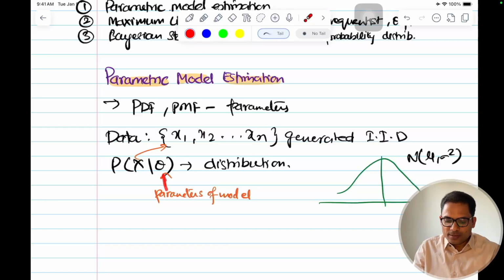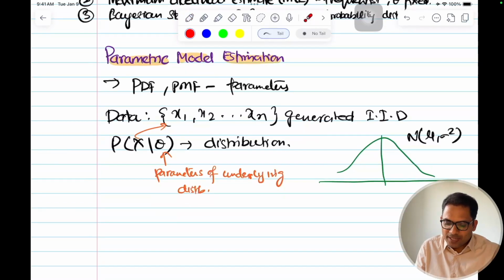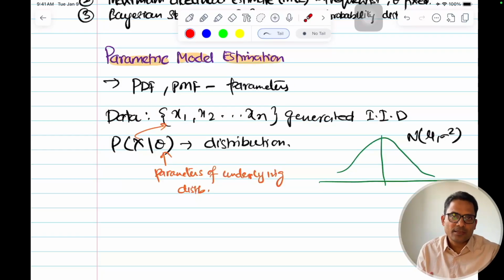So what should be the parameters of that distribution? Instead of model, we write distribution: the underlying parameters of the underlying distribution. We want to estimate this theta, which will maximize the probability of seeing the data that we have. It won't be a perfect fit always, because the data that we have will always have some noise in it, but we'll try to find the parameters which will be the best fit. So that's why we have an estimation rule.